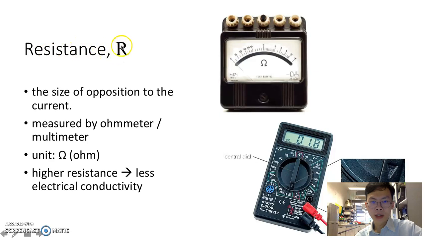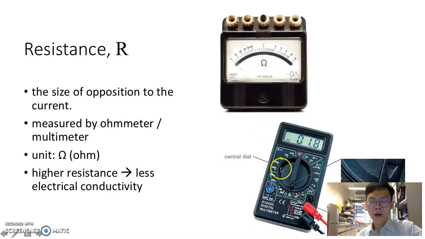Okay, and then it comes to resistance. We have the symbol R to indicate resistance, and it is the size of the opposition to the current. What it means is that if the resistance is very high, then the current will become smaller. It is measured by an ohmmeter, as shown in the picture here. You can see the unit ohm here.